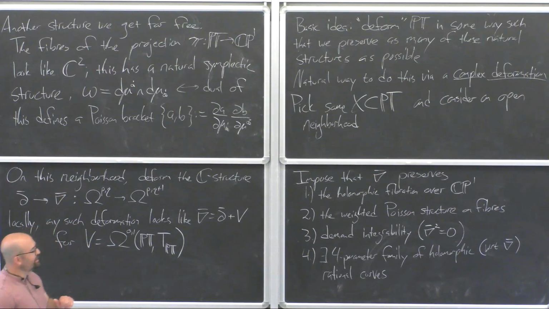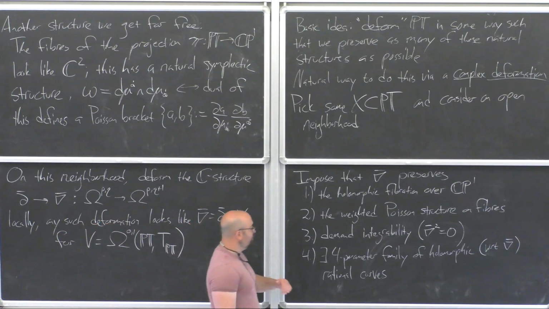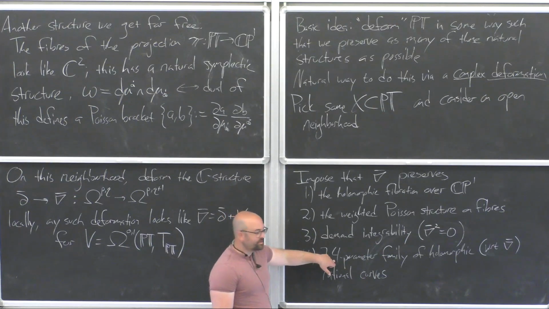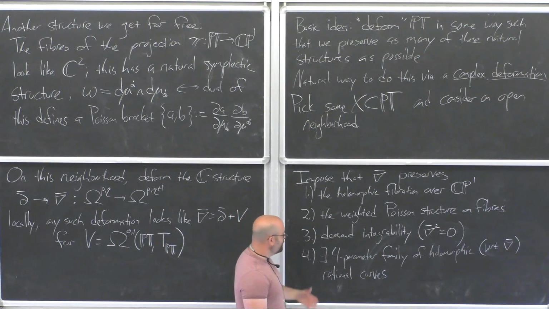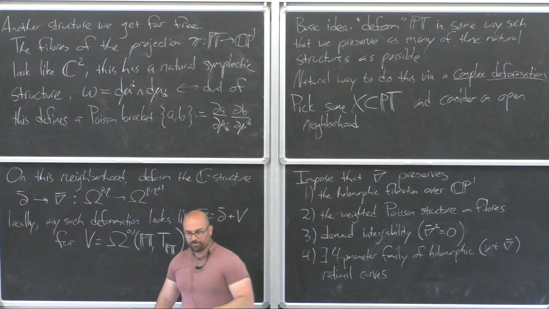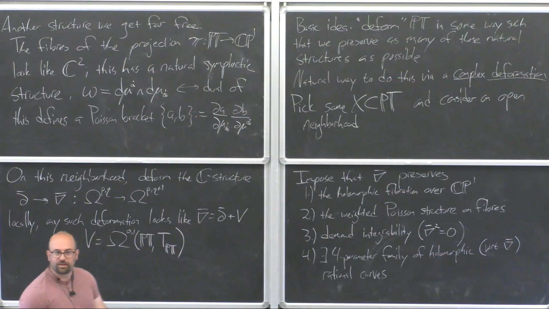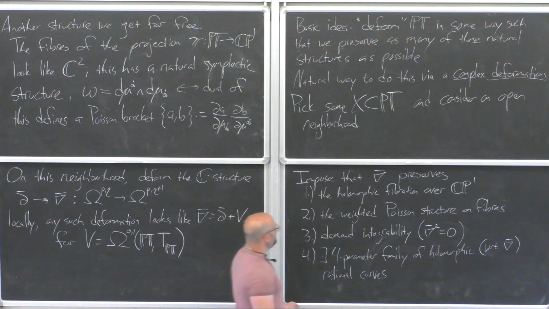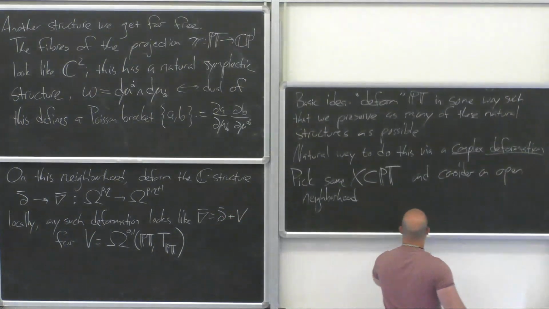We'll see as we go that if this wasn't true, we wouldn't be able to deduce the existence of a 4-parameter family of rational curves, and we wouldn't be able to interpret that 4-parameter family of rational curves as some sort of manifold. All right, so let's see what these conditions do for us.